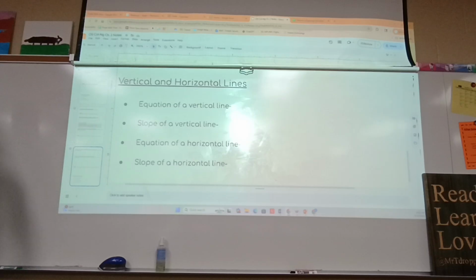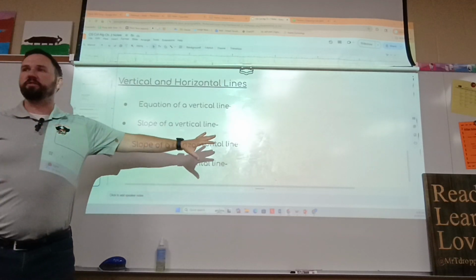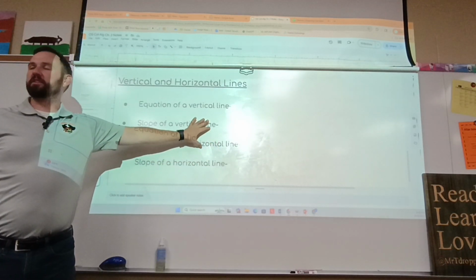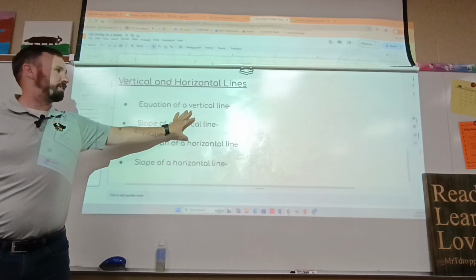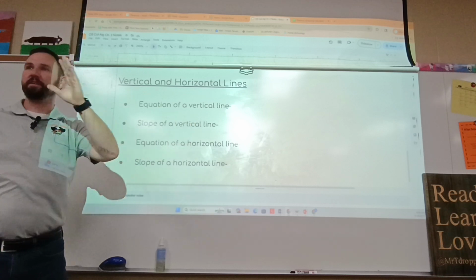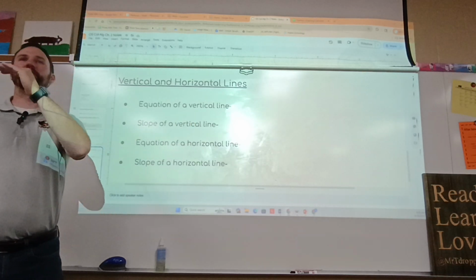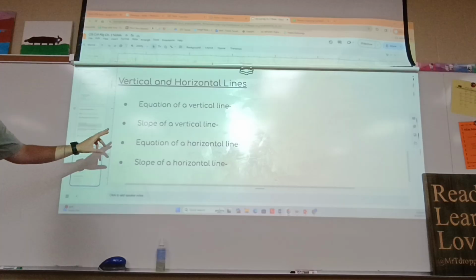So, here we go, vertical and horizontal lines. Again, sometimes with this there are so few steps, you feel like there's no way you can mess up, but these are going to be the ones people doing the homework are making mistakes on, with which ones are vertical and which ones are horizontal.